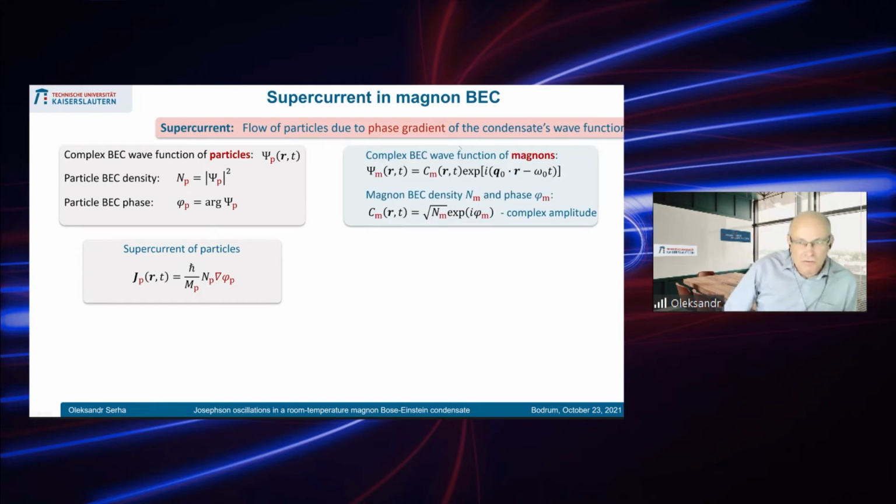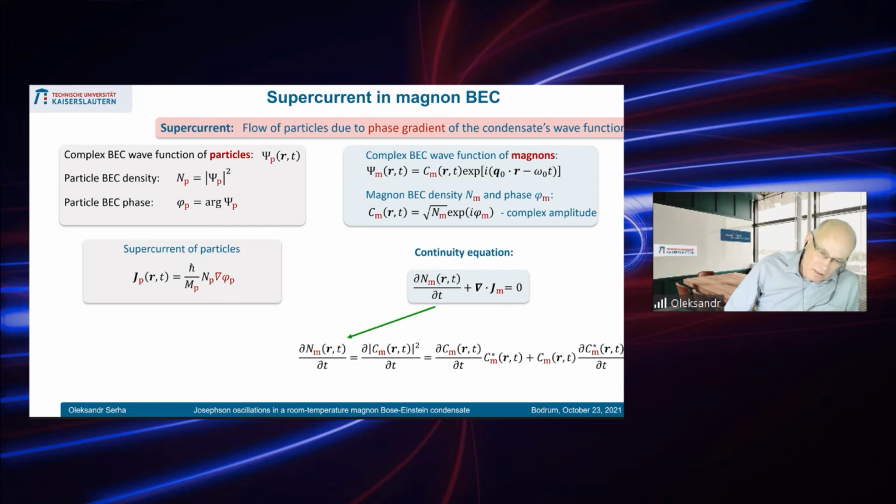The complex BEC wave function of magnons is described by this formula. It is like a plane macroscopic wave, and the magnon BEC density and phase are described by the complex amplitude here also. If we assume a continuity equation for the density of our magnons, for not very long time intervals when the density of magnons can be assumed to be conserved, we can write this continuity equation, presenting the change in the density of particles as the change in the squared modulus of the complex amplitude. We will obtain this very simple formula.